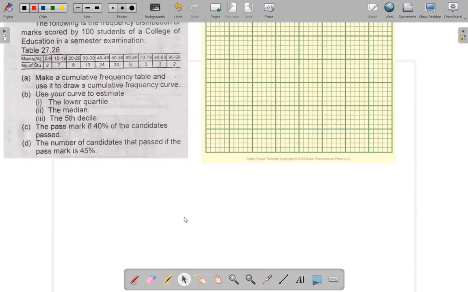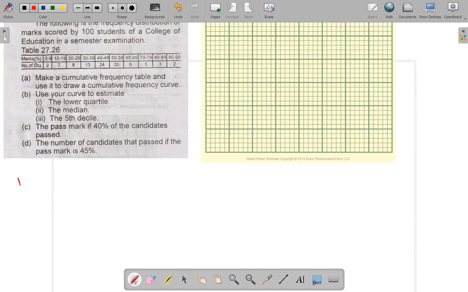How can we approach this? Before we can do anything, we need to draw the cumulative frequency table. In the cumulative frequency table, we need the class mark and the class boundary rather, and the cumulative frequency of this table here. So let's prepare that.